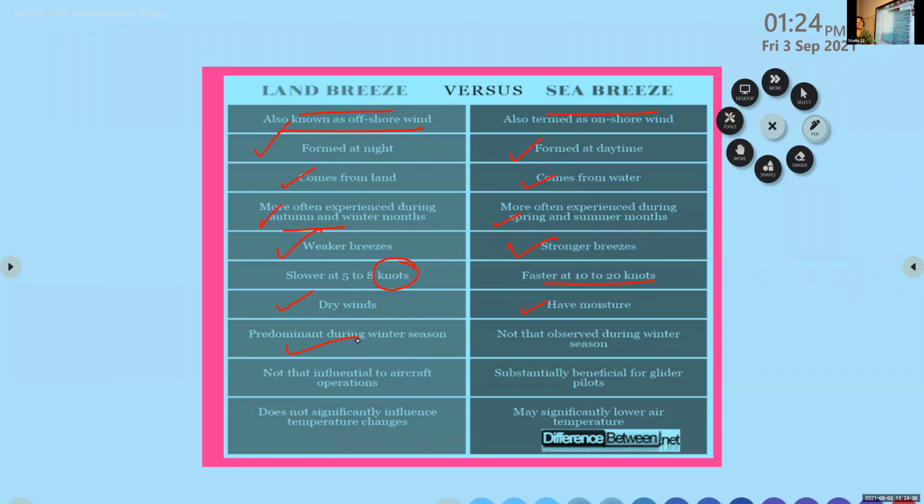Predominant during winter season. Other seasons may have a light land breeze, but it is very common in winter season. And here, sea breeze is not observed that much in winter season. Okay. Then, second, note: influential to aircraft operations.